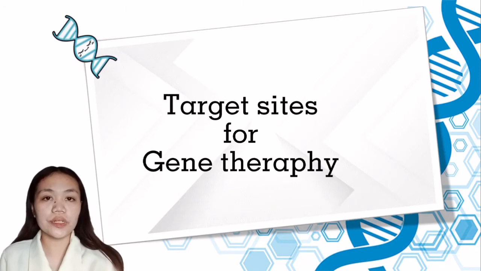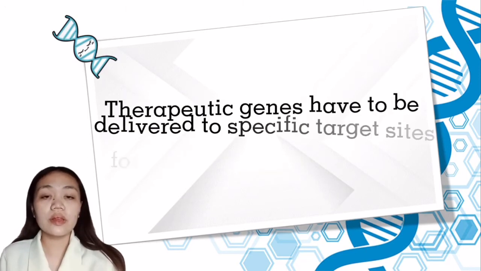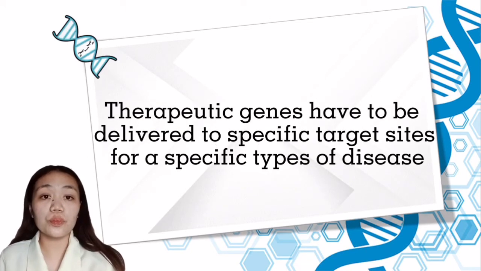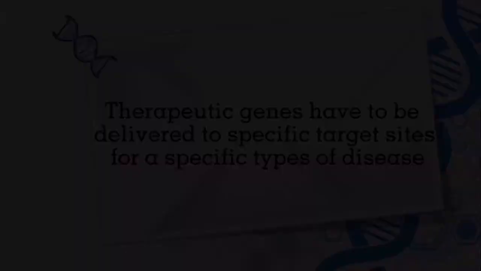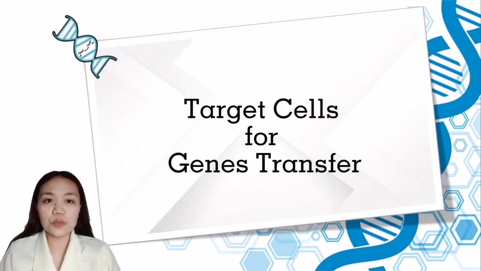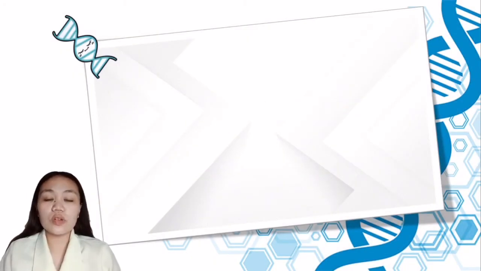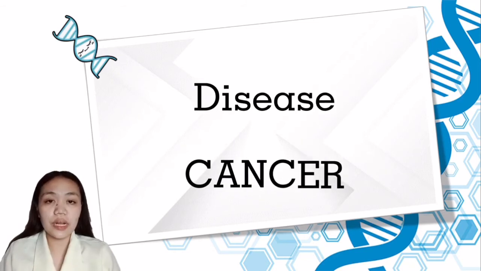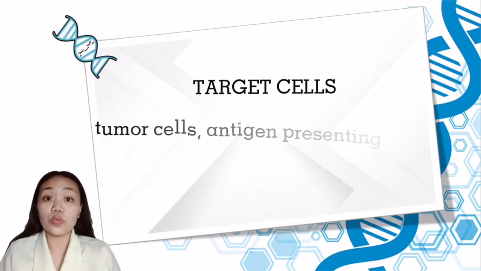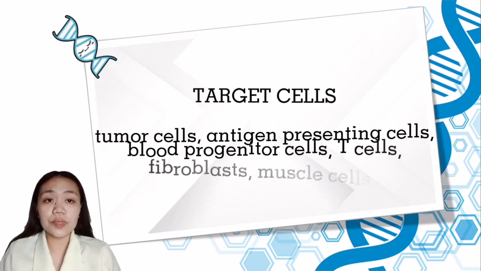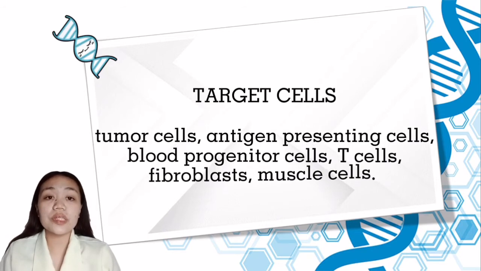Target sites for gene therapy. Therapeutic genes have to be delivered to specific target sites for specific types of disease. Target cells for gene transfer. The first disease is cancer, and the target cells are tumor cells, antigen-presenting cells, blood progenitor cells, T cells, fibroblasts, and muscle cells.